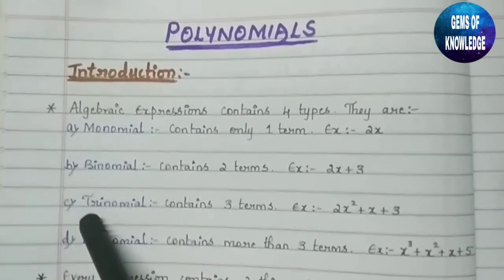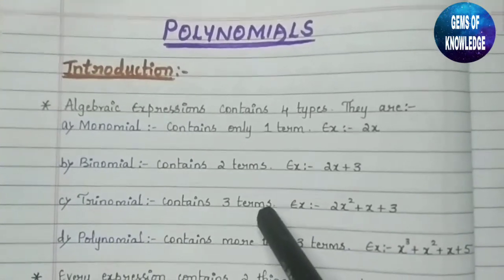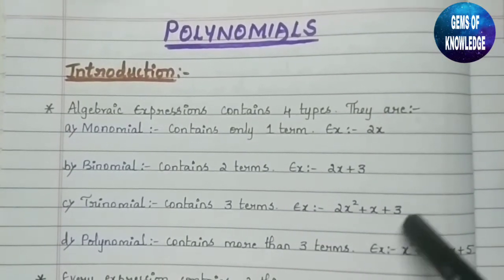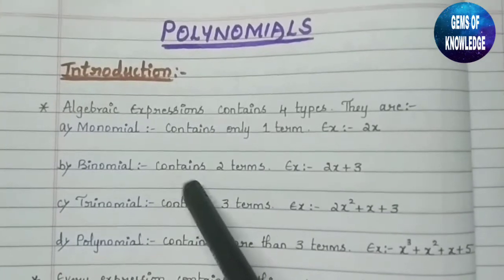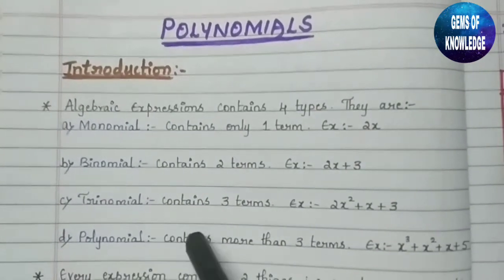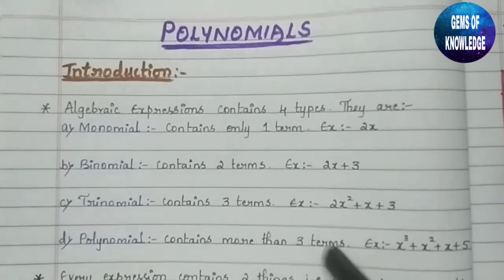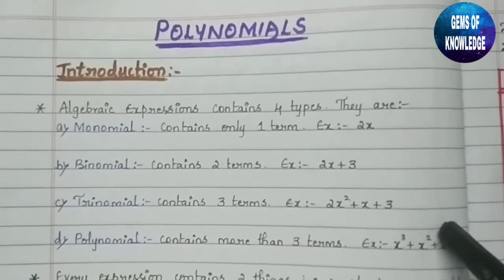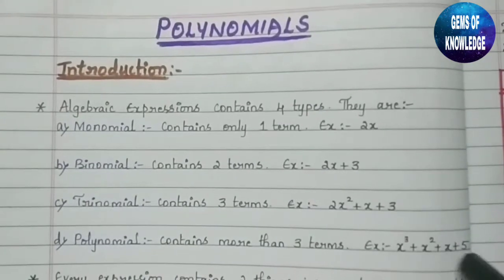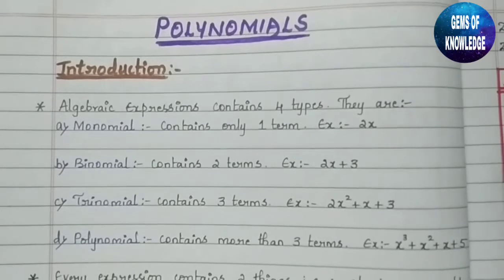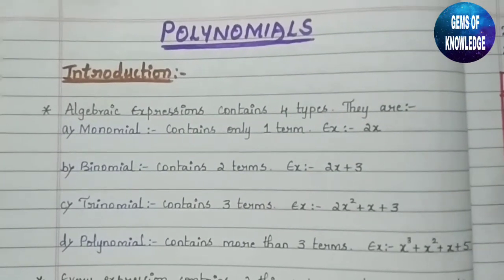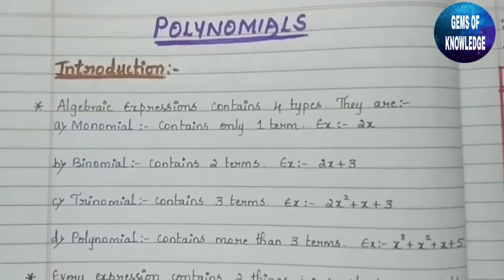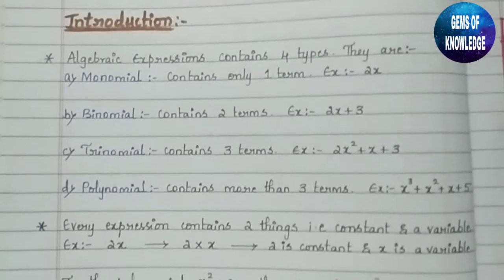Okay, then you can see the trinomial. It contains 3 terms. You can see the example over here. 2x square plus x plus 3 is nothing but an example for your trinomial. Then the last one is polynomials. So it contains more than 3 terms. So x cube plus x square plus x plus 5 is nothing but an example for your polynomial as it contains 4 terms, or even you can take another example which contains 5, 6 or more terms. Okay, so this is about the 4 types of algebraic expression.